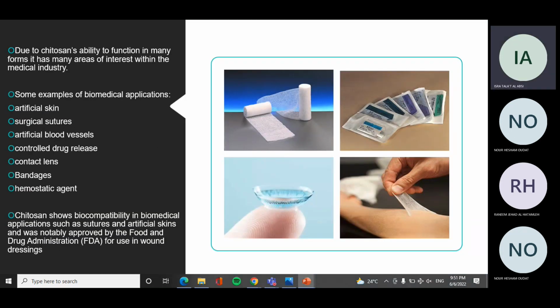Due to chitosan's ability to function in many forms, it has many areas of interest within the medical industry. Some examples of biomedical applications are artificial skin, surgical sutures, artificial blood vessels, controlled drug release, contact lenses, bandages, and hemostatic agents. Chitosan has shown biocompatibility in biomedical applications, such as sutures and artificial skin, and has been approved by the FDA.